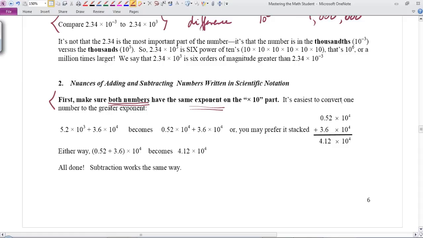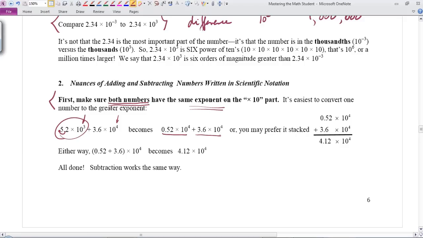I think it's easiest to convert one number to the greater exponent. So if you've got a string of numbers, scan them, whichever one has the greatest exponent, convert the other ones to that. In my mind, it makes an easier number to deal with. So if I'm going to add something with 10 to the third and 10 to the fourth, I'm going to convert this one to 10 to the fourth. Well, to do that, I have to move that decimal one more place over here. So it becomes 0.52 times 10 to the fourth plus 3.6 times 10 to the fourth.